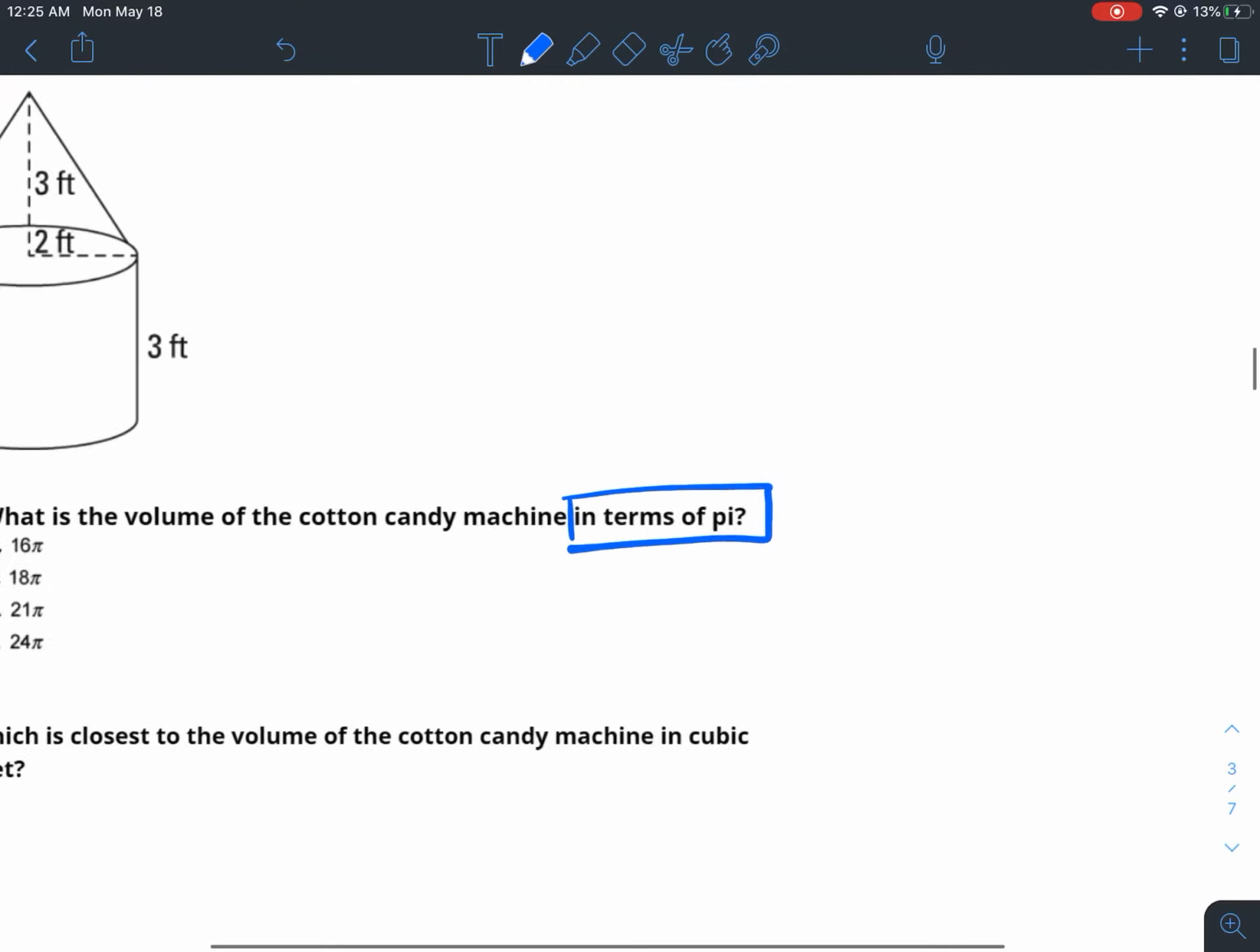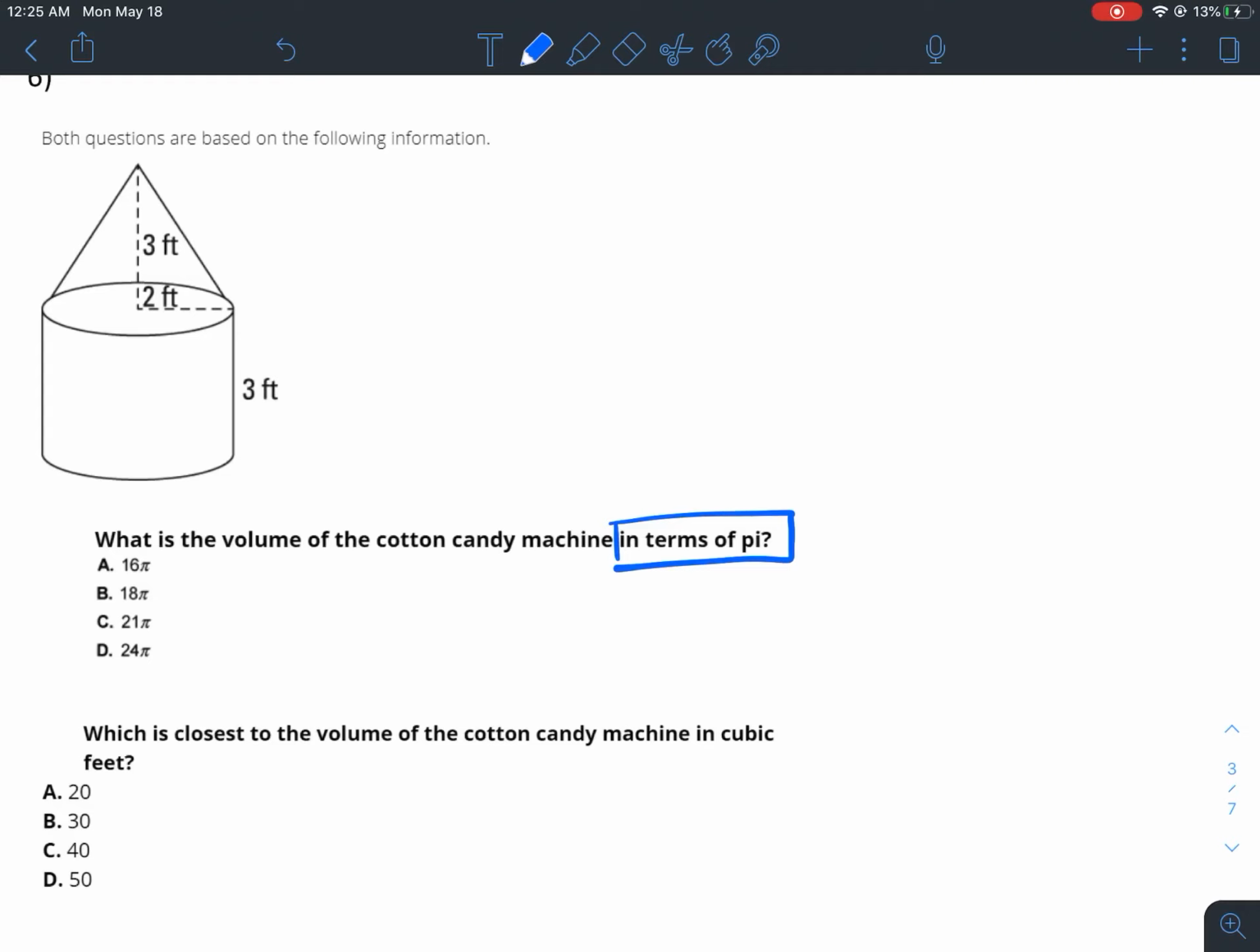So if you remember from the circle unit, when we're trying to get things in terms of pi, that is the exact. Remember, I would ask for the exact circumference or the exact area. That's when we just leave pi almost as a variable. We don't plug in 3.14, we just leave it as times pi. So let's go ahead and do that, and we're going to find the volume of this cotton candy machine.